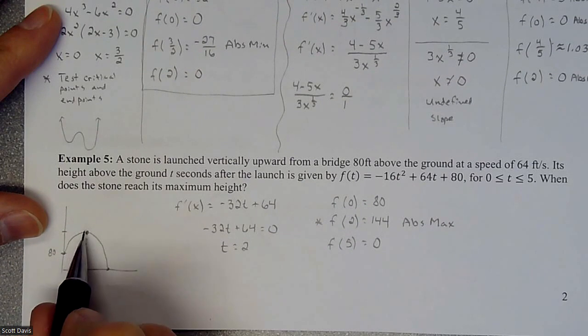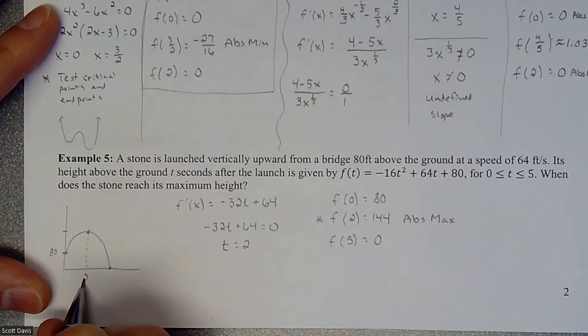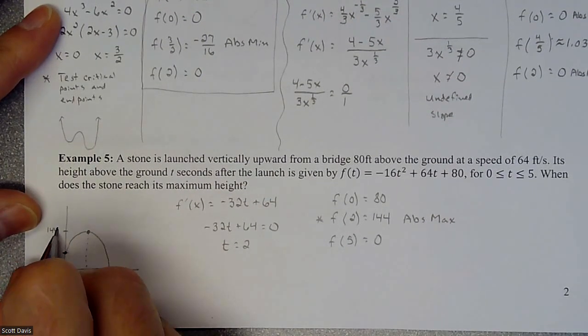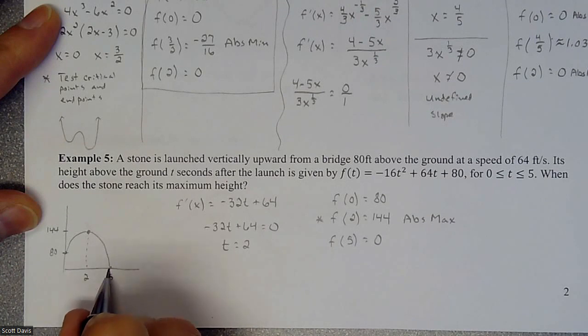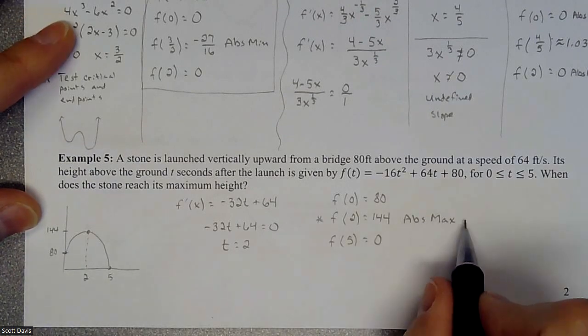So really, we were just doing this portion of the graph. So here's our 0, 80. Here is our 2, 144. And then here's our 5 with a height of 0. Right? And that's what we're looking for.